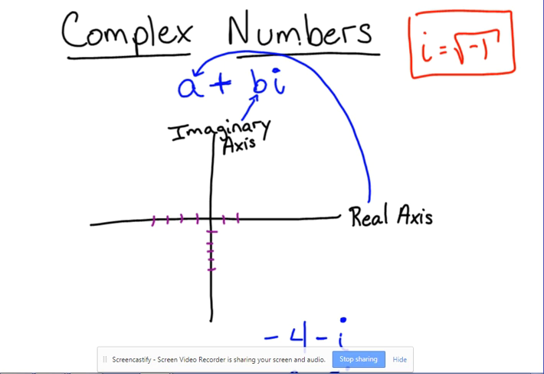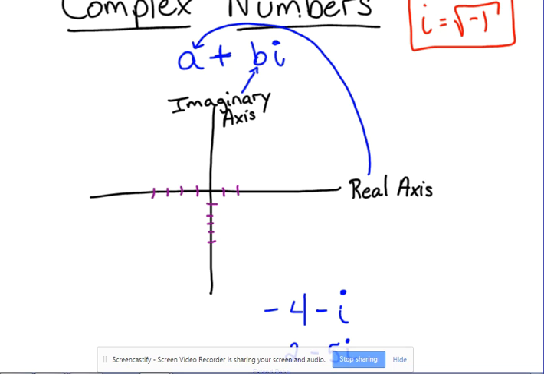Okay? So if we were asked to graph the complex number -4 minus i, we would go to -4 on our real axis. So the real axis is like the x-axis, so -4. And then minus i, that's like having a 1 in front of that i, so we would go to -1 on the imaginary axis. That is graphing the complex number -4 minus i.